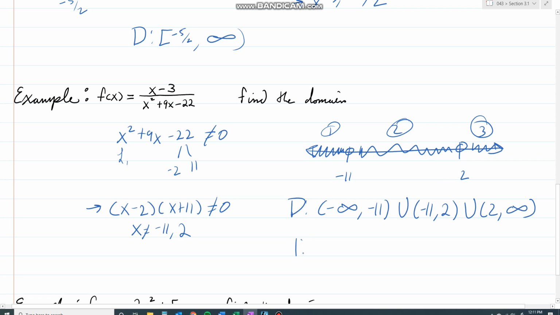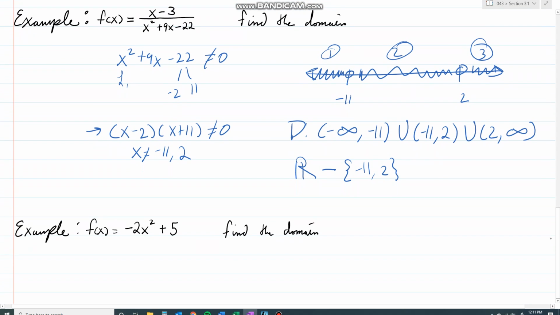Now, a more compact way would be R minus braces negative 11 comma 2. I'm not sure if WebWork accepts that. I would have to double check, but that is a more compact way of answering that question.